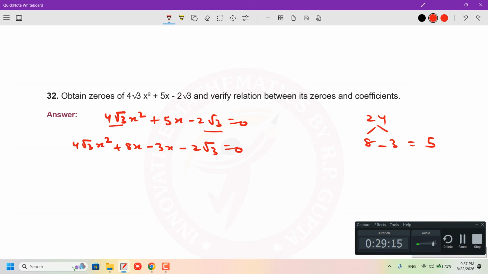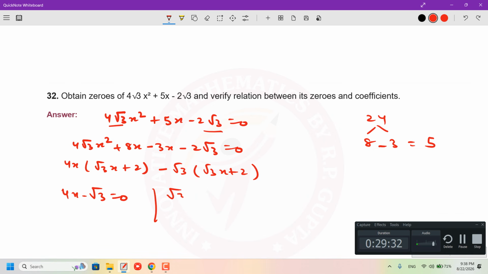सो दिस इज 4x कॉमन ले लिया तो रूट 3x प्लस 2, माइनस रूट 3 कॉमन ले लिया तो रूट 3x प्लस 2. सो 4x माइनस रूट 3 इक्वल टू 0 and root 3x plus 2 equal to 0. So x equals to root 3 by 4 and यहाँ x equals to minus 2 by root 3.